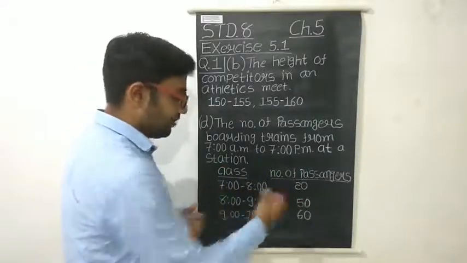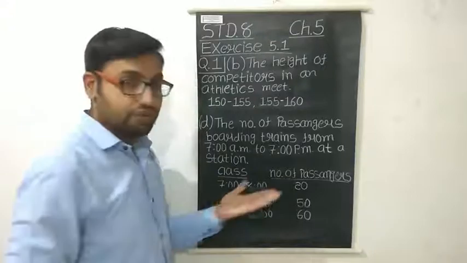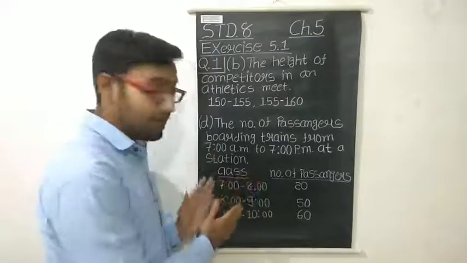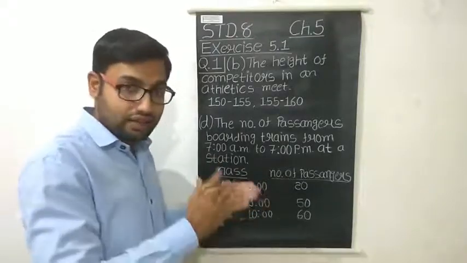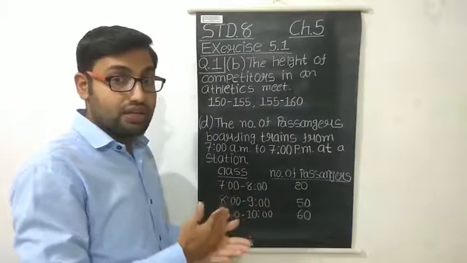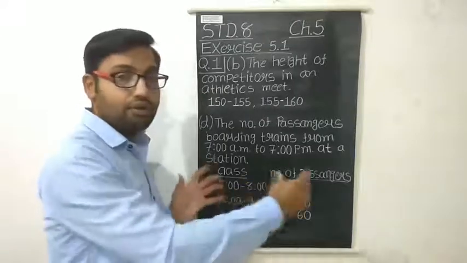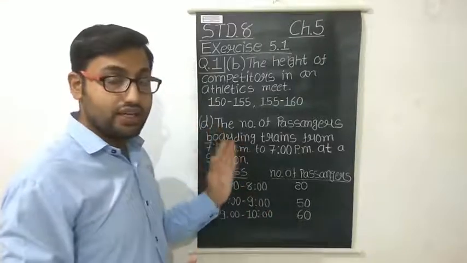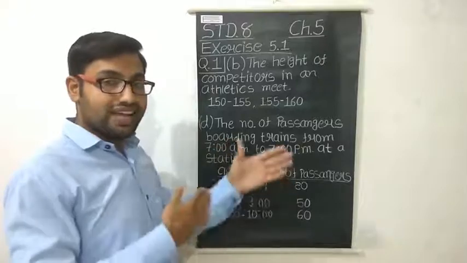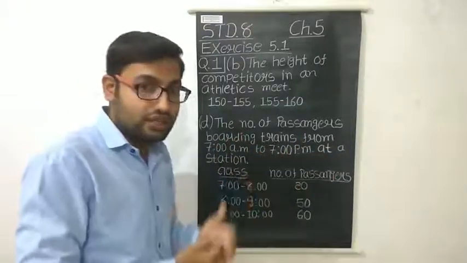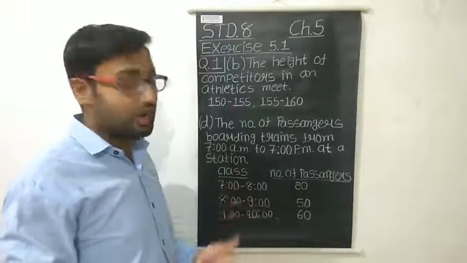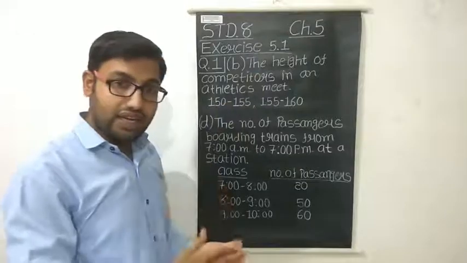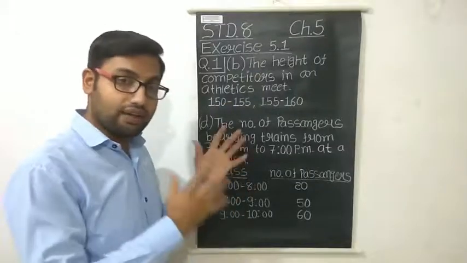7 to 8, let's suppose 20 passengers. 8 to 9, let's suppose 50 passengers. And 9 to 10, let's suppose 60 passengers. So in this data, we can make the class, we can make the group, by taking the time. So the data given in D we can represent as a grouped frequency distribution table, so that we can draw the histogram for this data. So for the data given in B and D, we can draw the histogram to represent the data.